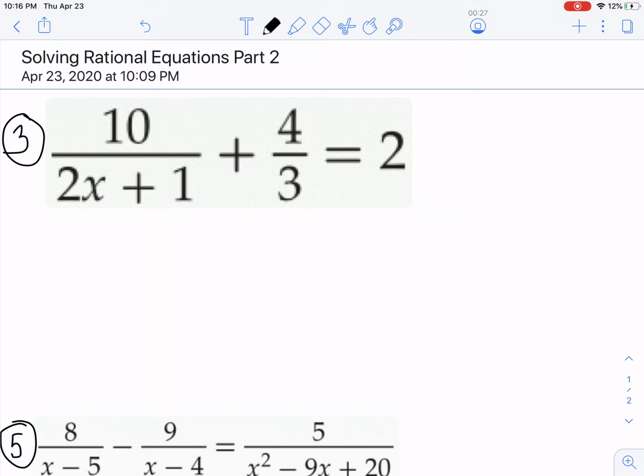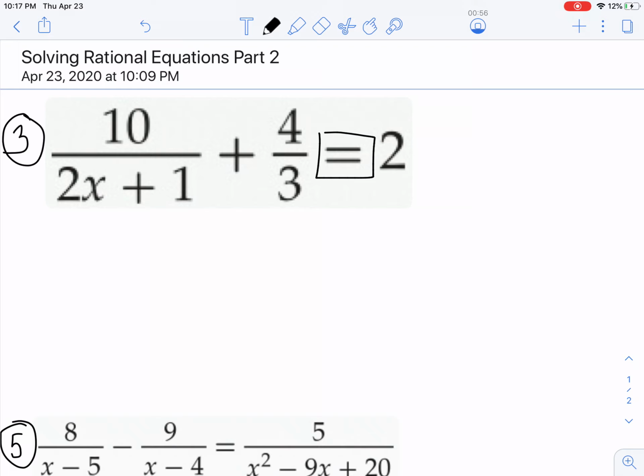On number 3, we've got 10 over 2x plus 1 plus 4 over 3 equals 2. Just to keep us in this mind frame, we're going to eventually have a test over all rational expressions and rational equations. When we see an equal sign, that should tell us in our head we need to find the LCD, and then multiply every term by the entire LCD.